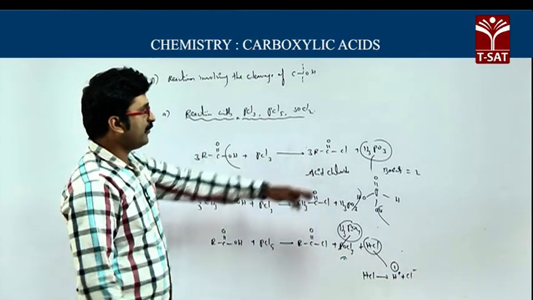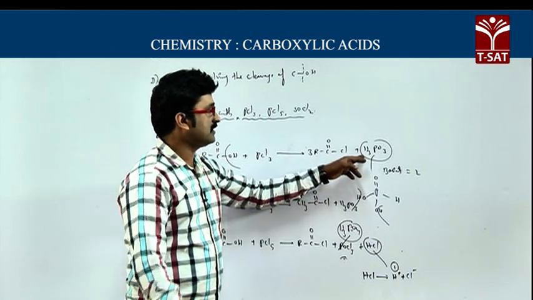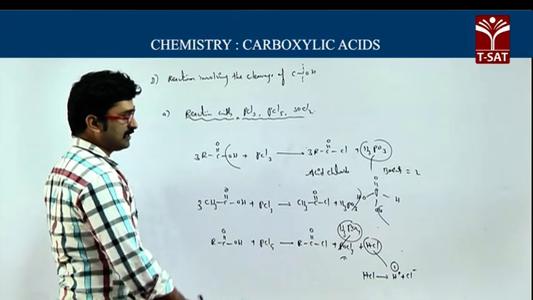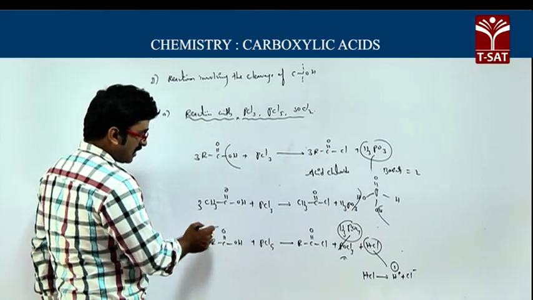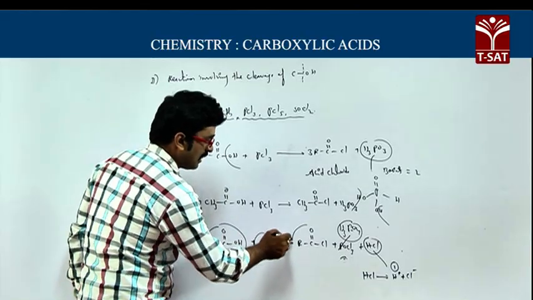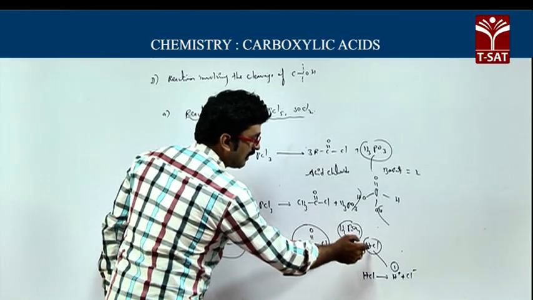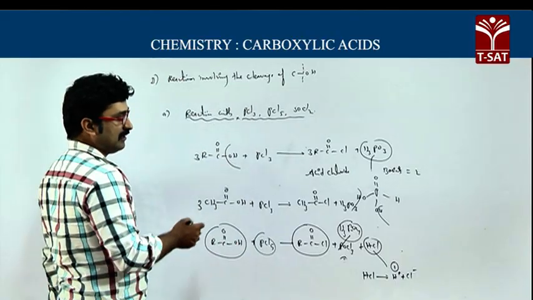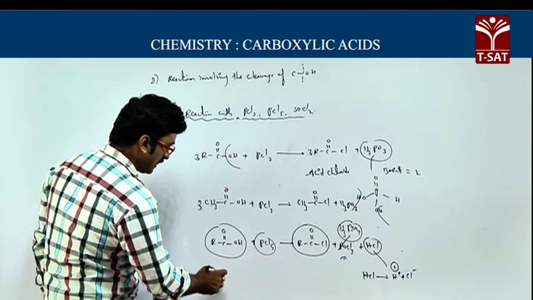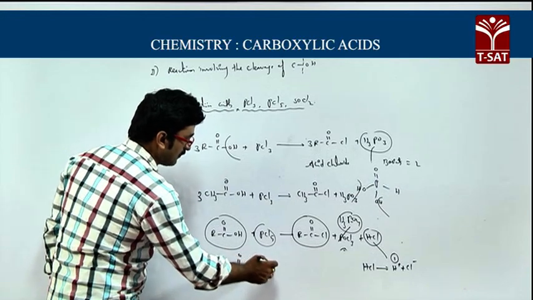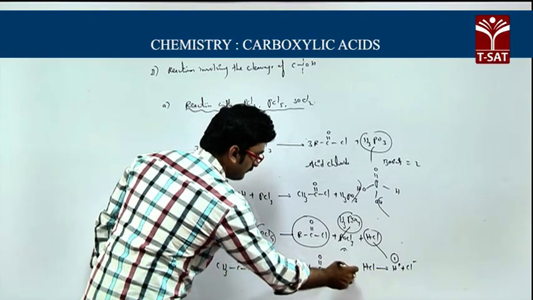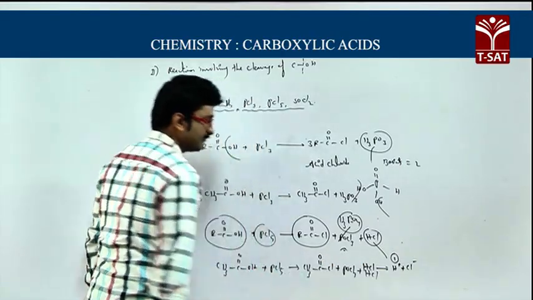Okay, here the basicity of H3PO3 is 2, whereas the basicity of HCl is 1. So when carboxylic acids react with PCl5, in this reaction we will get acid chloride and HCl, whose basicity is 1. Okay. Now here also we can take the same example, acetic acid. When reacted with PCl5, we will get plus POCl3 plus HCl.